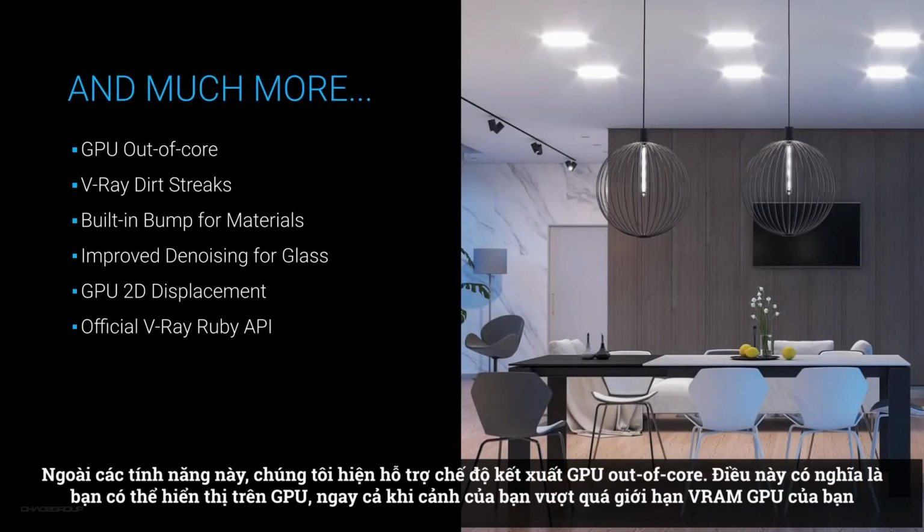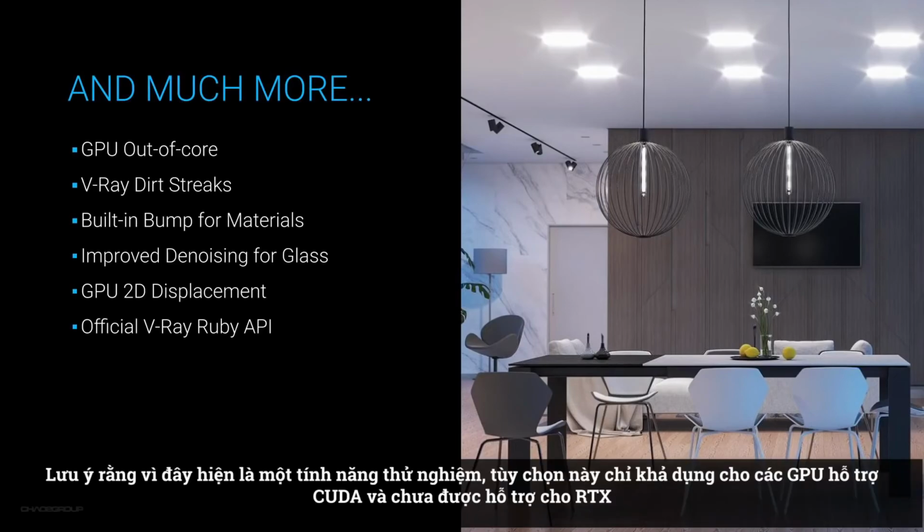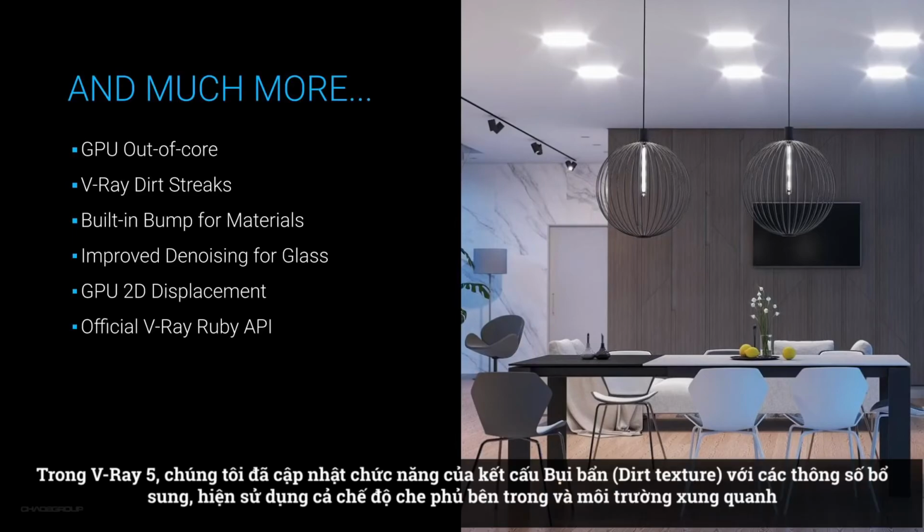In addition, we now support an experimental out-of-core GPU render mode. This means you can render on GPU even if your scene exceeds your GPU VRAM limit. Note that since this is currently an experimental feature, this option is only available for CUDA-enabled GPUs and is not yet supported for RTX.